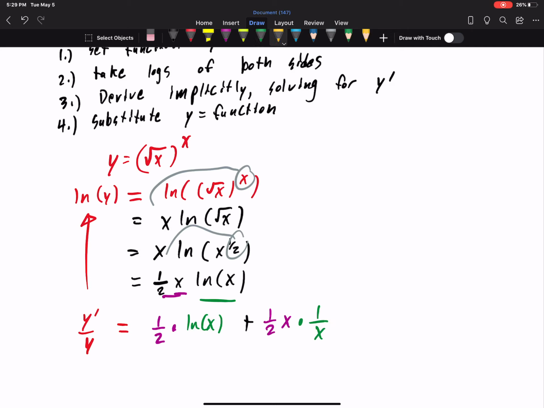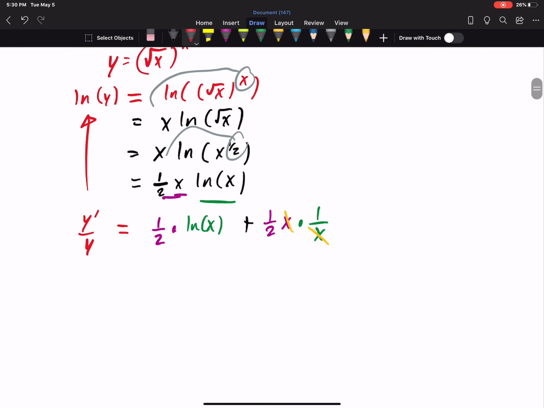Noting now what we can cancel, we have this x and this x, they kill each other. So, rewriting this a little bit, we have 1/2 natural log of x plus 1/2, and that's as simplified as the right-hand side gets. You could factor out a 1/2 if you like. Yeah, why don't we do that? 1/2 natural log of x plus 1. I just factored out the 1/2.